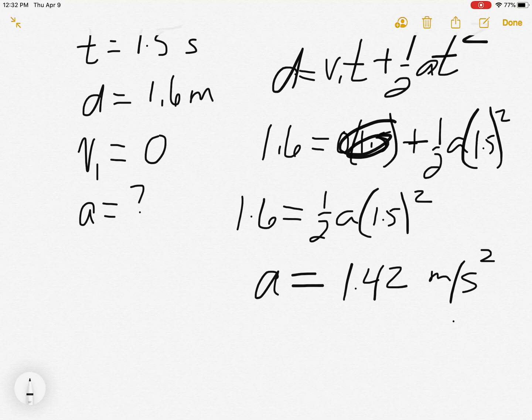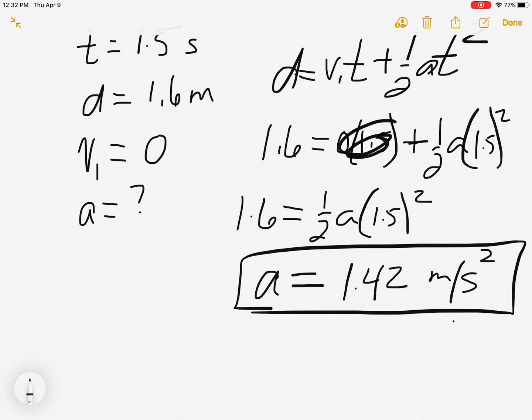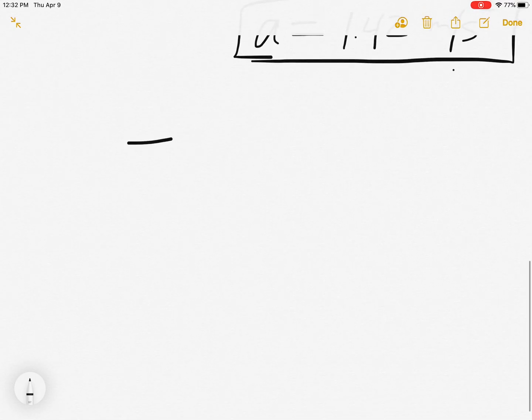So it's not very fast, but remember, this isn't a speed. This means that this guy's going 1.42 meters per second faster every second. It's actually not a very good question because it's not realistic. It wouldn't take you 1.5 seconds to shoot out of this cannon if it's only 1.6 meters long. It would probably take more like 0.03 seconds. But those are the numbers that we have, so that's what we have to go with. Now you can do your F net equals ma.